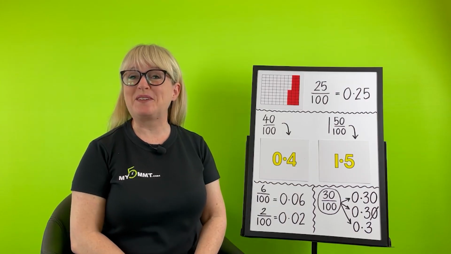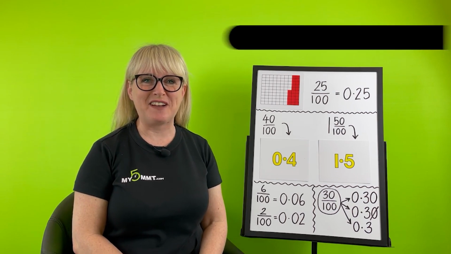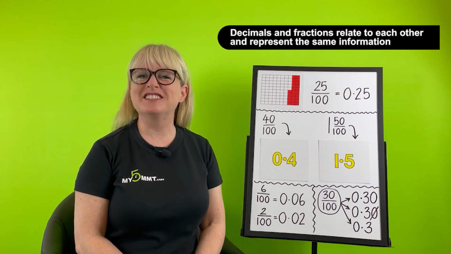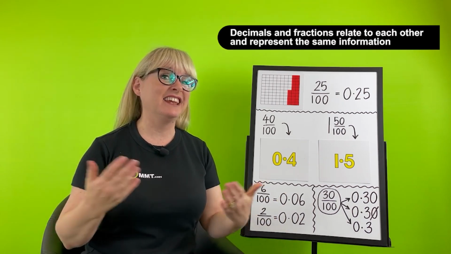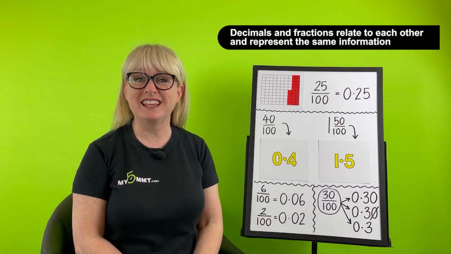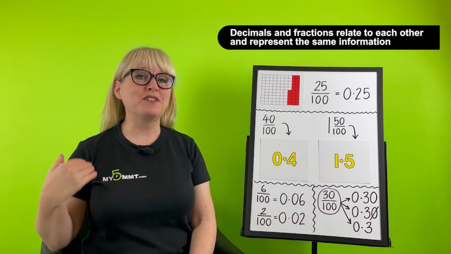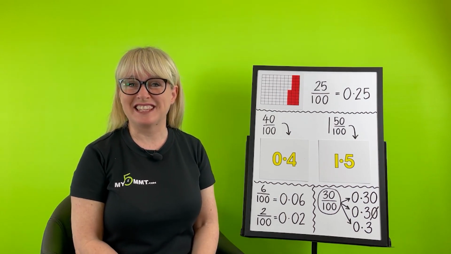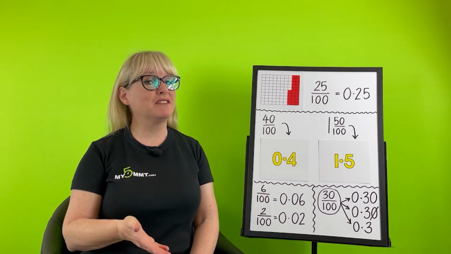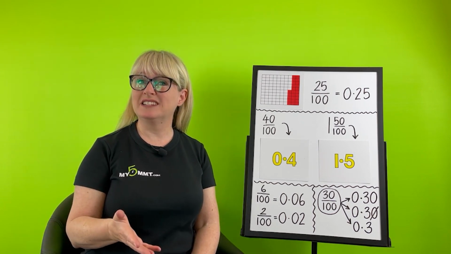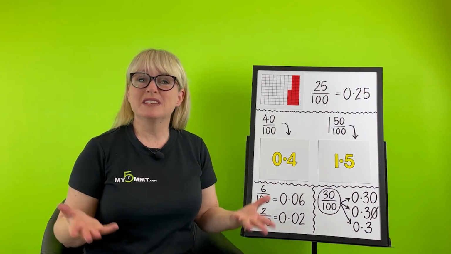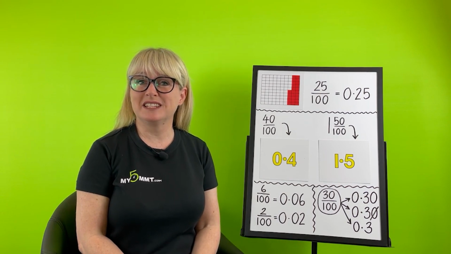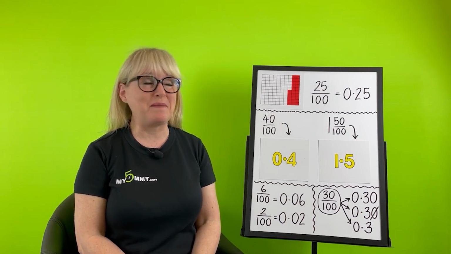This math summary focuses on decimals and place value. Decimals and fractions go hand in hand. They relate to each other and represent the same information. So the more we focus on one, it's going to help us focus on the other one at the same time. We can use our information and show it in different ways, and that's helpful because we see fractions and decimals in everyday life all of the time.